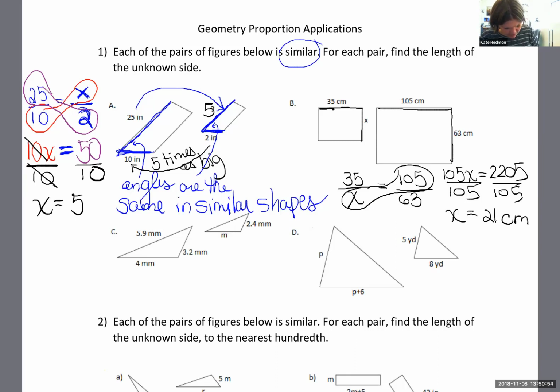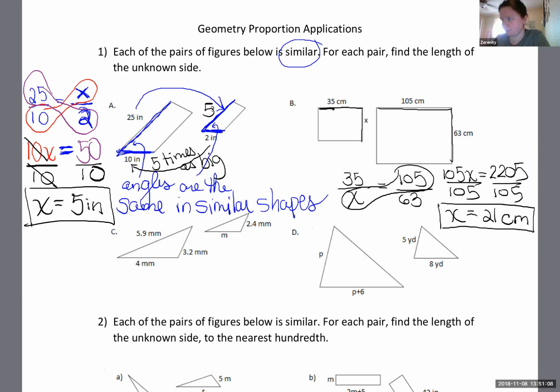I forgot to put my unit on my last one, didn't I, guys? And no one even scolded me. You guys are so sweet. It should have been 5 inches there. So don't get intimidated if the numbers get ugly. It's a decimal. It could still be easy, though.